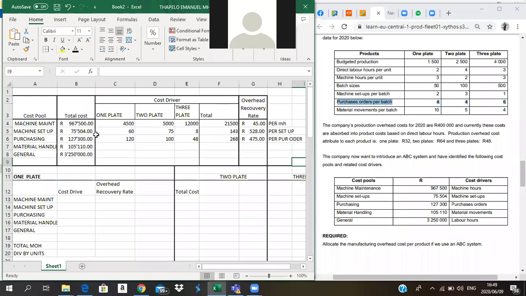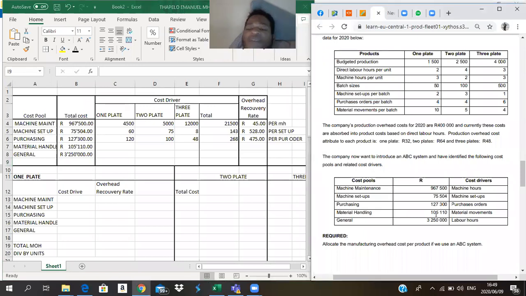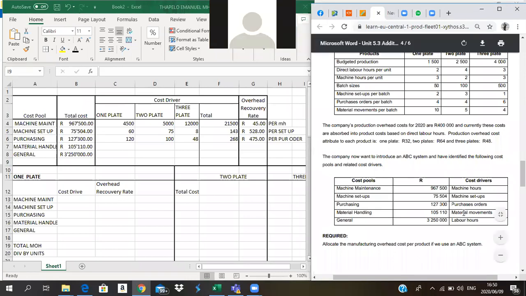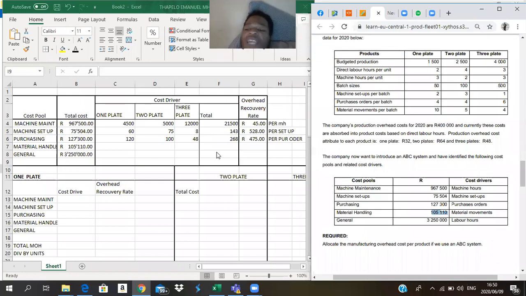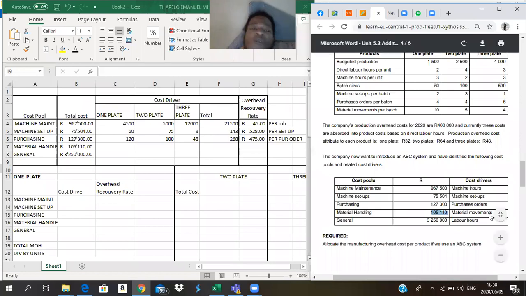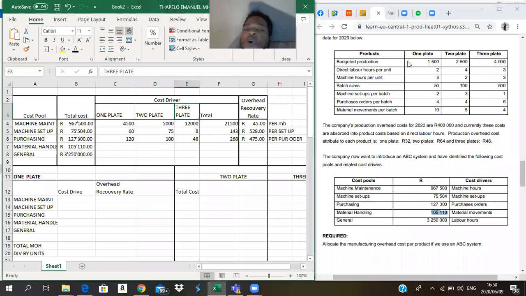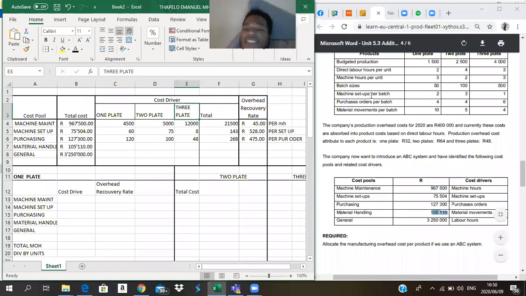I move to material handling. Material handling here, the cost for material handling is the 105,110. And they tell me that the cost driver is the material movement. So I'm going to take this total cost there and I put it there. There's my 105,110 there. And now I need to get my material movements for one plate, two plate, and three plate. So now I go back to this table here looking for my material movements. There's the information about material movements.